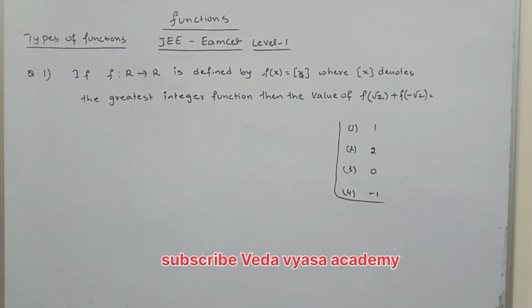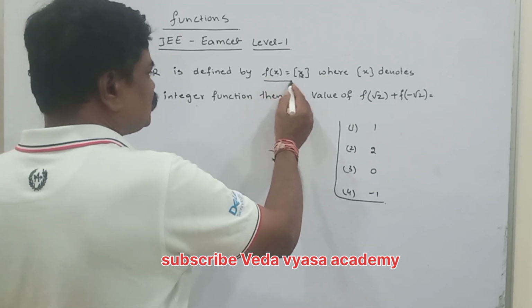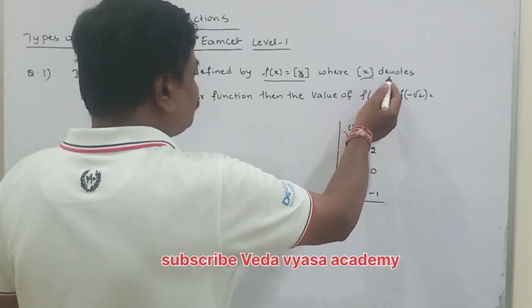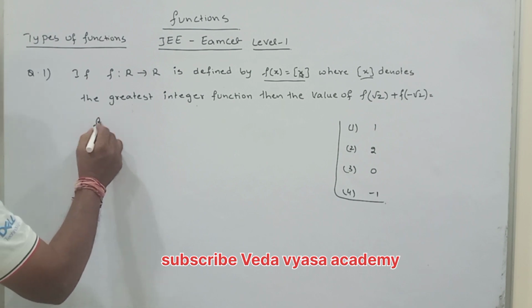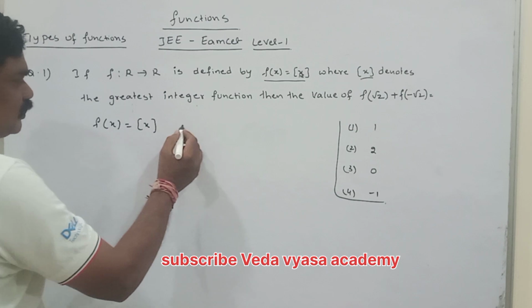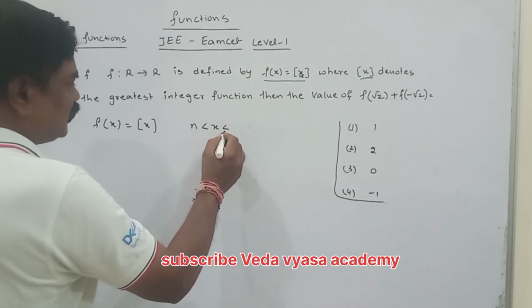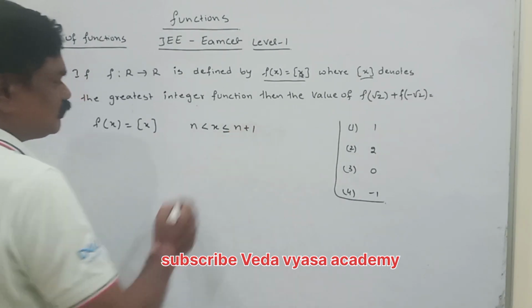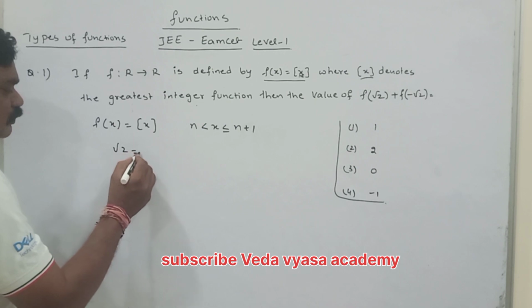Here we have the problem. If f from R to R is defined by f of x is equal to step x, where step x denotes the greatest integer function, then find the value of f of root 2 plus f of minus root 2. So f of x is equal to step x. Here step x has value n when n is less than or equal to x less than n plus 1.